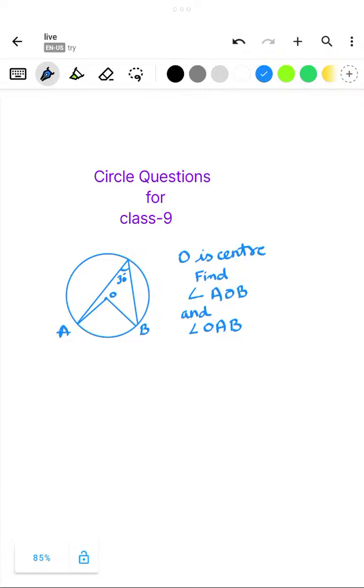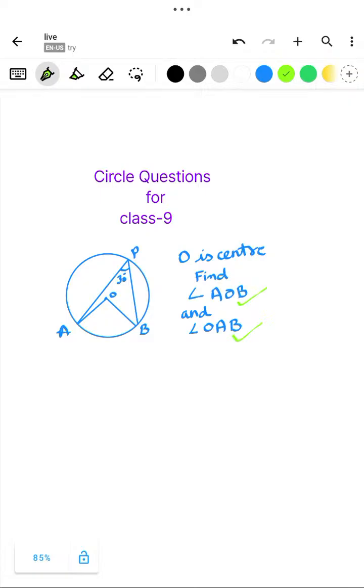Hello everyone. So here's a question. Angle APB is given as 30 degree, and we have to find angle AOB and angle OAB. So let's see how to solve this question.